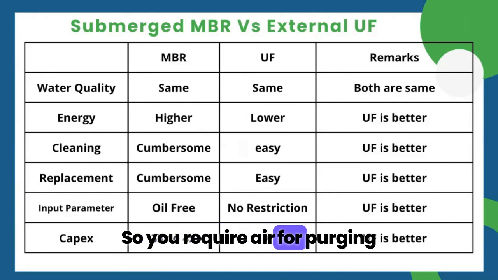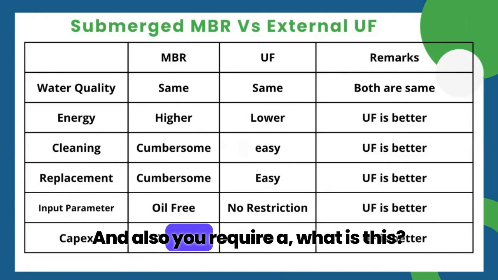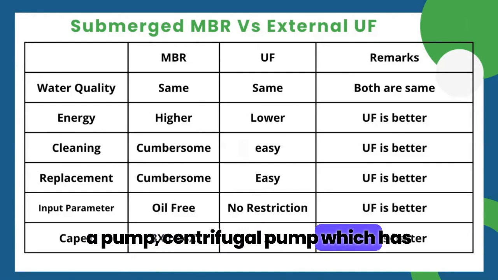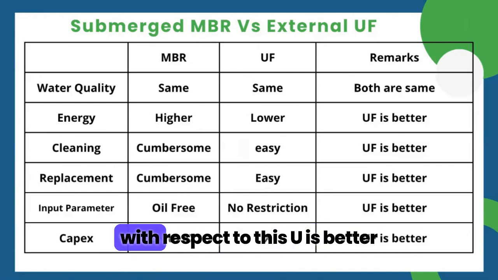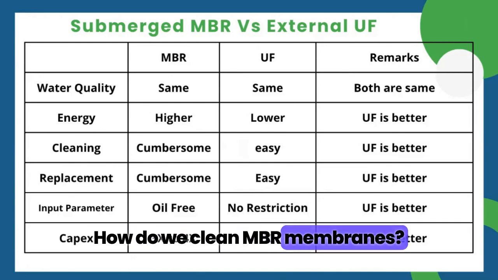So you require air for purging, number one, which consumes more energy, and also you require a vacuum pump or a centrifugal pump, which has to run at a higher capacity. With respect to this, UF is better compared to MBR. And cleaning. How do we clean MBR membranes?